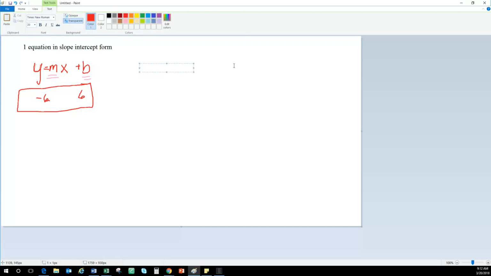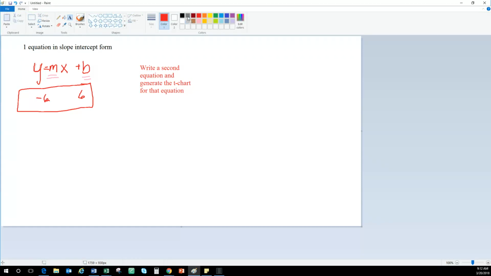The second thing, you need to write a second equation and generate the t-chart for that equation. So what do I mean by that? So you'll make up an equation, and let me make one up here. Y equals 2/3 x minus 4. Let's say that's the equation I come up with. What you need to do then is make the t-chart for it.